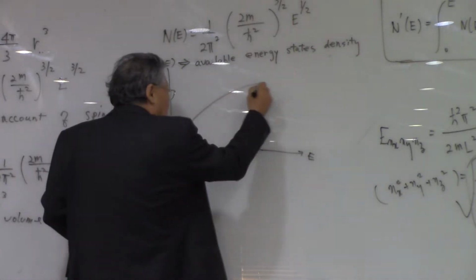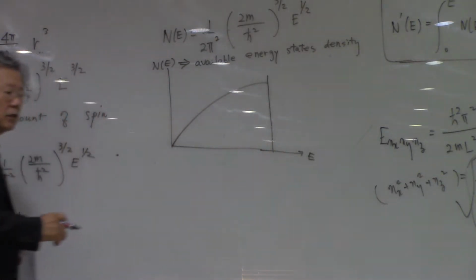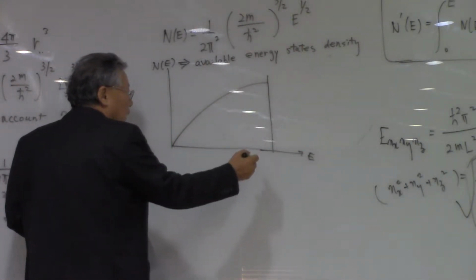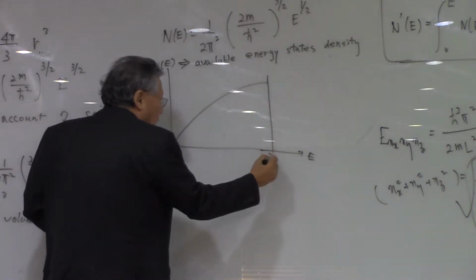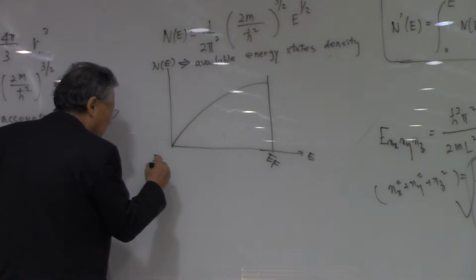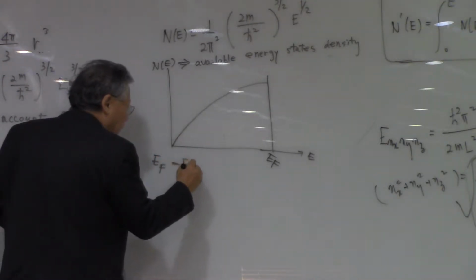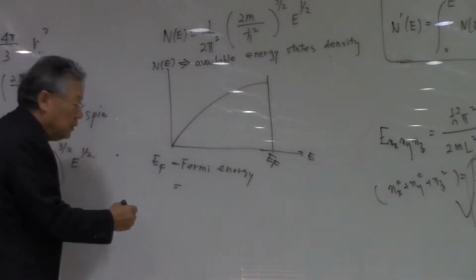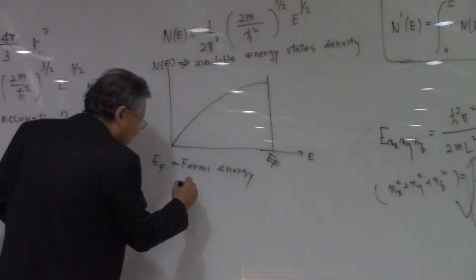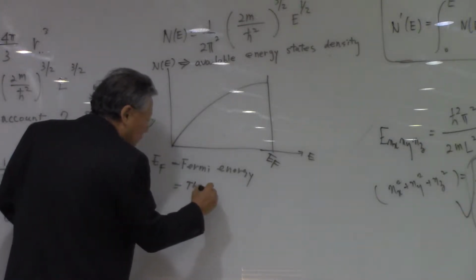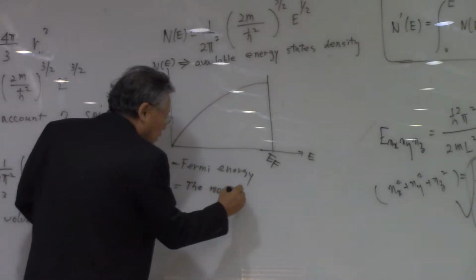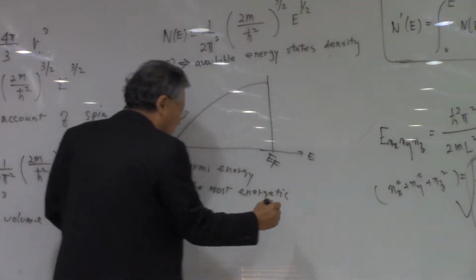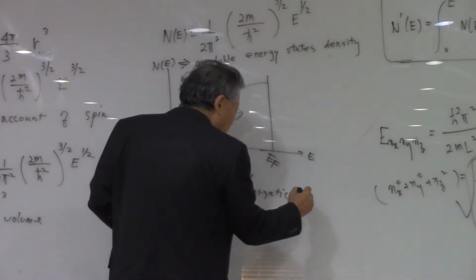Then the available energy is going to increase with the square root of energy, something like this. This is the available energy, and we just cut it here. We call this the Fermi energy, because this Fermi energy is for the most energetic electrons.